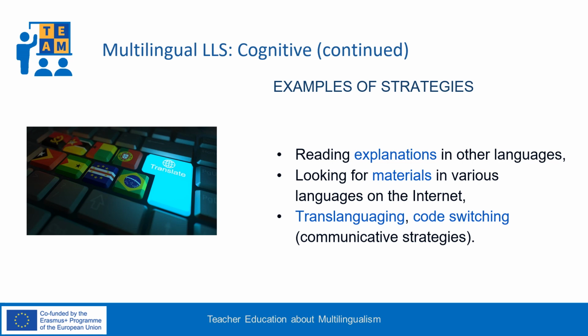Another strategy, still within the cognitive group, can be reading explanations in other languages. So, for example, when learning French, you can read grammatical explanations in English. Looking for materials such as grammar exercises or some reading tasks in various languages on the internet. For example, interesting, useful materials for learning French can be available in English. Code switching and translanguaging in communicative situations to get the meaning across, and these can be communicative learning strategies.